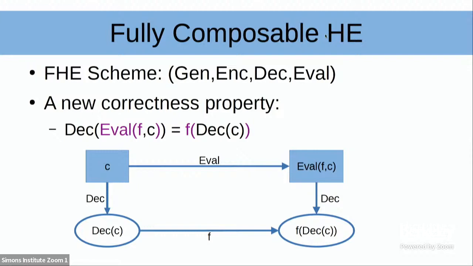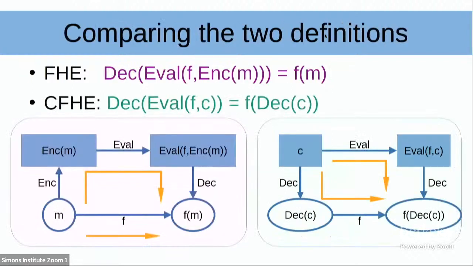And this is the definition. So I require that for every ciphertext C, if you decrypt C and then you apply the function F, you get the same result as first evaluating the function F homomorphically and then decrypting the result. So this is slightly different from what we had before. Notice in the previous definition, in the traditional definition, we are going up with the encryption algorithm, then we do homomorphic evaluation and down, and we ask this diagram to commute.